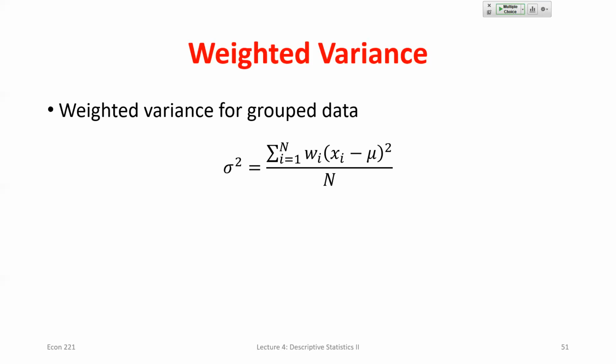And then on the denominator, I have written n, the number of observations, but it's the same idea as we had over here. Unless I'm told the number of original observations in the data before it was grouped, I'm going to have to look at the weights and come up with that total number of observations by adding up all the weights.